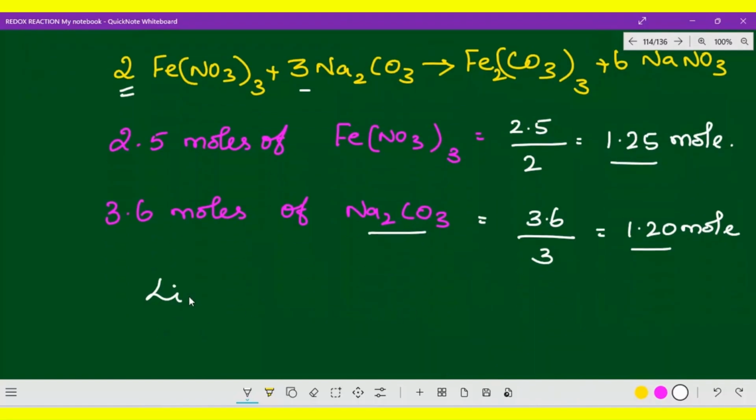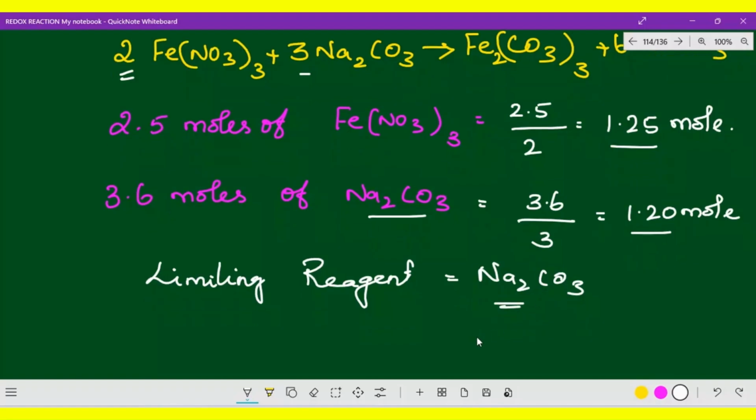So what is a limiting reagent? The one with the lesser amount of consumption is called the limiting reagent, right? That means it is completely consumed. So when we compare 1.20 to 1.25, naturally 1.2 is lesser. So what is the limiting reagent? Sodium carbonate, right? I hope you got the clarity. The limiting reagent is Na2CO3.